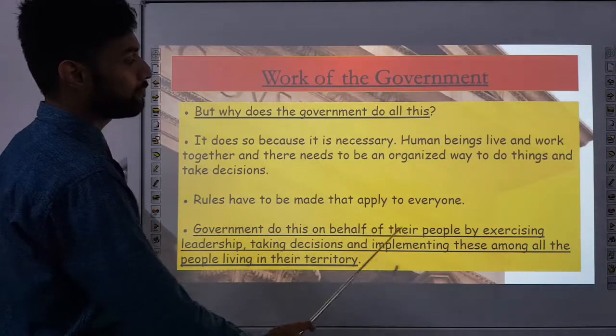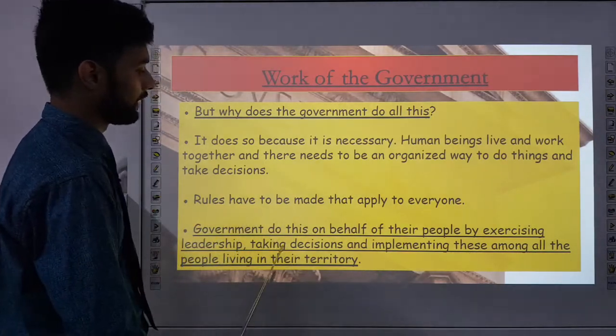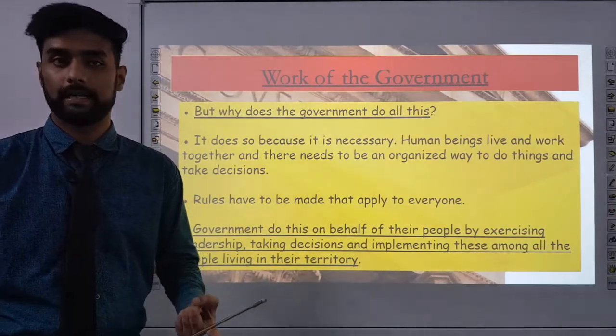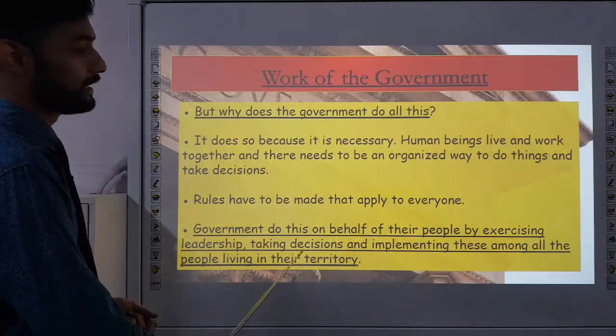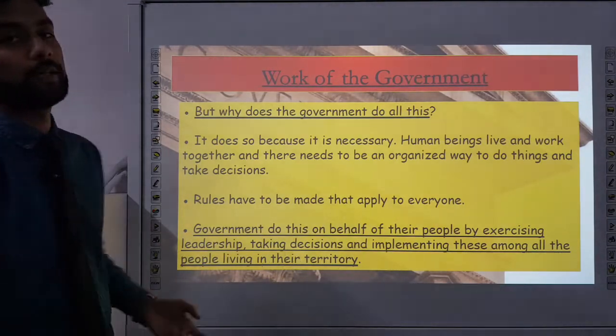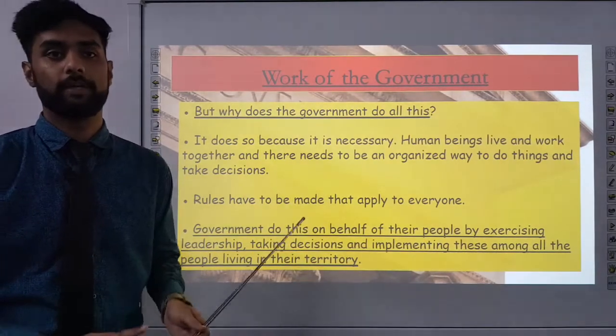taking decisions and implementing these among all the people living in their territory. So what does the government do? They make laws, decisions, and implement them across the whole country, on the people who are living in that country. I hope it's all very clear to you.